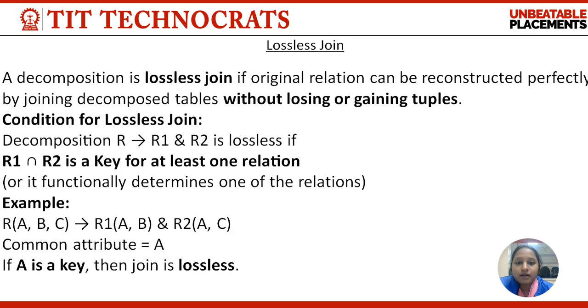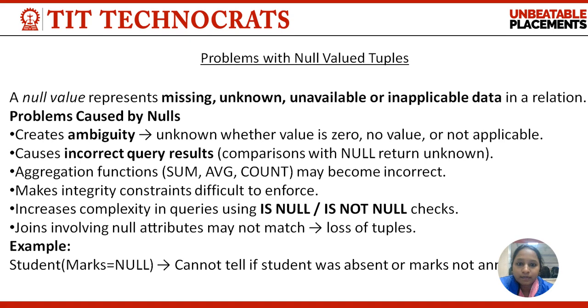Now see lossless join. A decomposition is lossless if after splitting tables we can reconstruct the original relation exactly. The common attribute between decomposed tables must be a key to ensure lossless join.